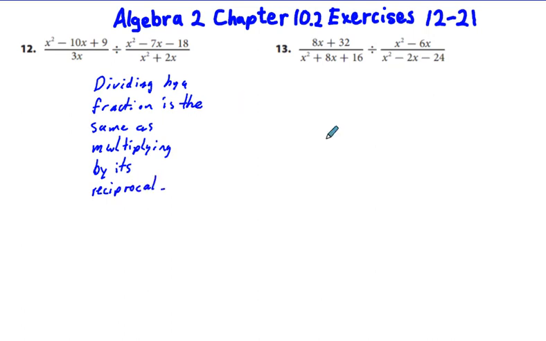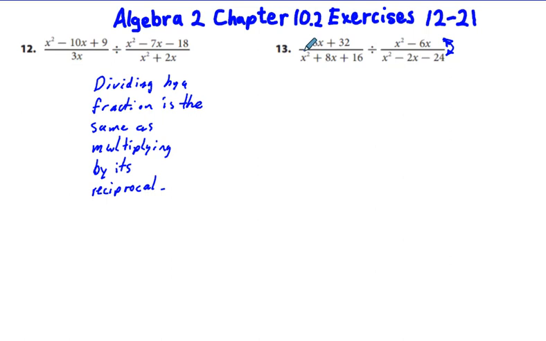Okay, so what that means is when we divide this rational expression 8x plus 32 over x squared plus 8x plus 16 by x squared minus 6x over x squared minus 2x minus 24, I'm going to take this second fraction here and turn it upside down and multiply. And the first thing I'm going to look at is the excluded values of the expressions here.